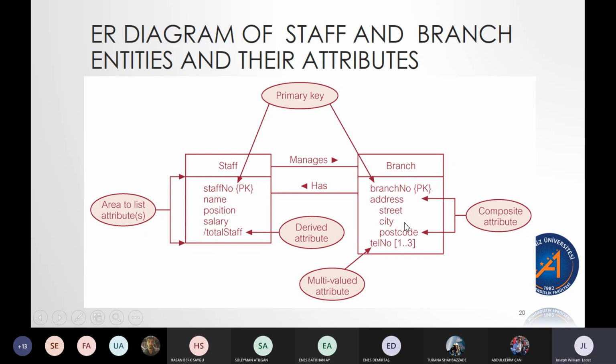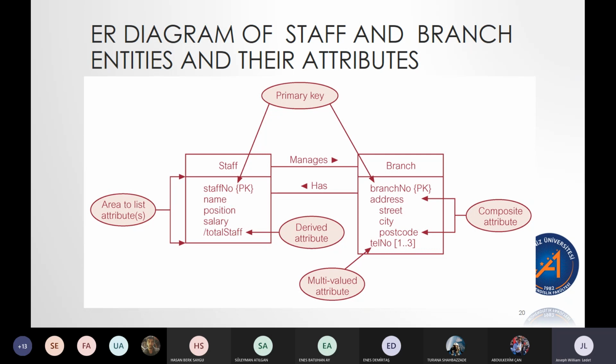Branch. This is how we would note a composite attribute, saying this is an address and these are its parts. And this is how we could note a multi-valued attribute, saying that a branch may have 1 to 3 telephone numbers. Okay. So this is how we could represent the entity and relationship diagram for a staff and branch.